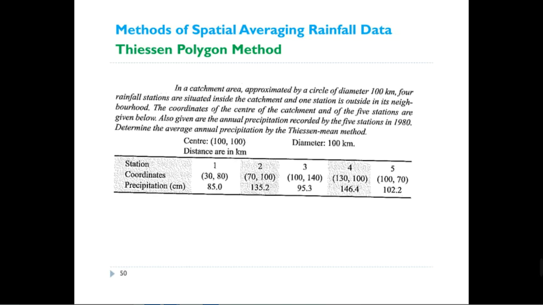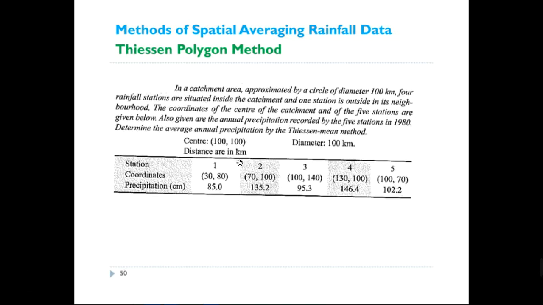A catchment is approximated by a circle of diameter 100 km. Four rainfall stations are situated inside the catchment, and one station is outside, in the neighborhood. The coordinates of the center of the catchment and of the five stations are given below. Also given is the annual precipitation recorded by the five stations in 1980. Determine the average rainfall precipitation by the arithmetic mean method. So we have to find what they ask.